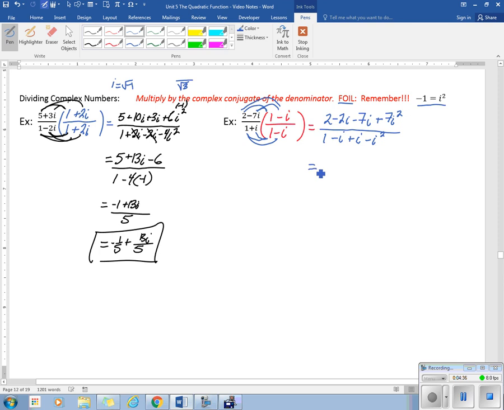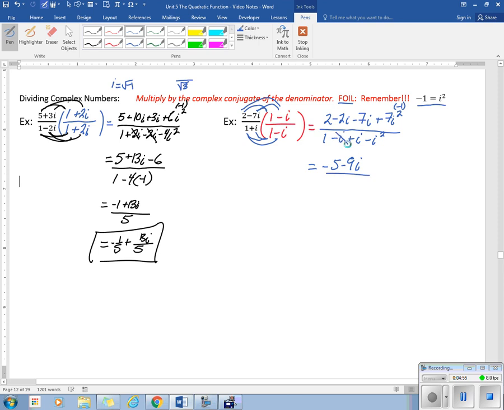Okay, let's clean this up. In the top, we know that the i squared here is really -1. Okay, -1 times 7 is -7. So we have -7 sitting here, positive 2 here. That's going to give me a -5. Okay, combine the 2 i terms here. -2i minus 7i is -9i.